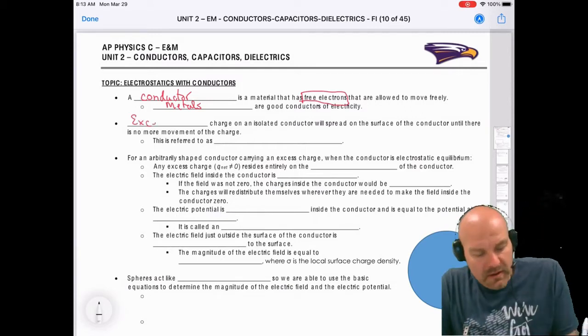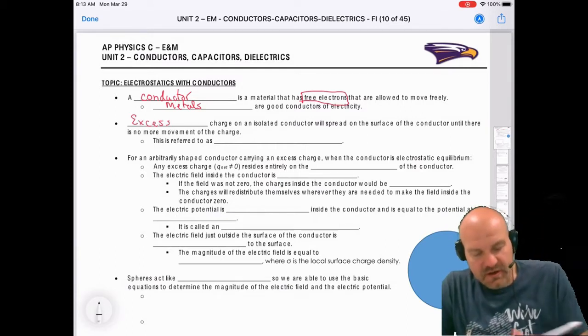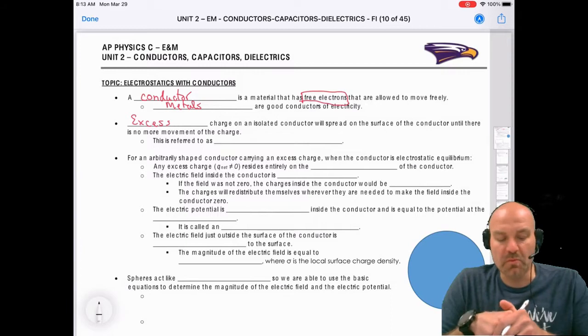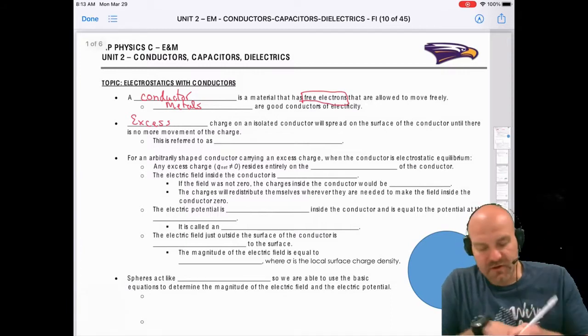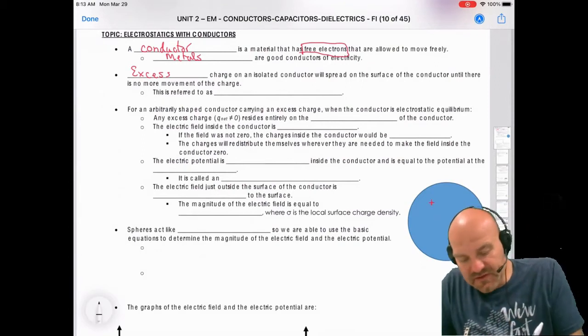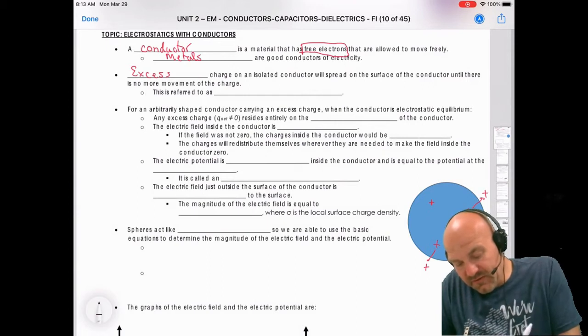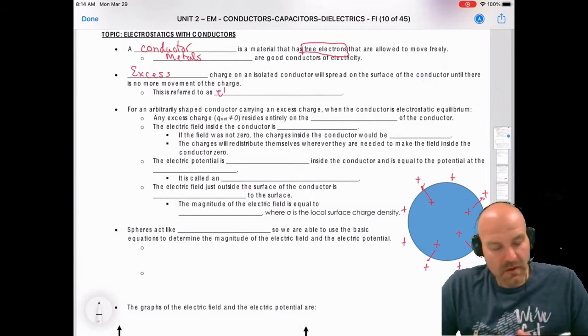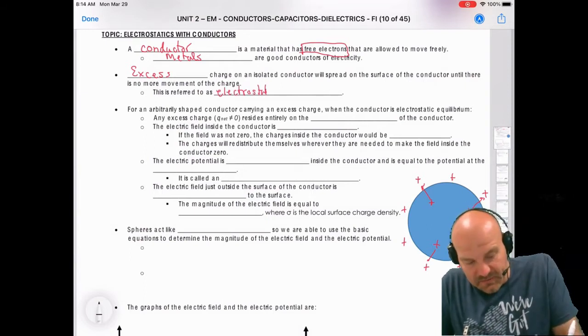Okay. Now, if there's any excess charge on an isolated conductor, it's going to spread along the surface of the conductor until there is no more movement of the charge. Okay. And so if we quickly look down at this little diagram, here is a conducting sphere. And so we have all this excess charge running around on the inside. And what it's going to do is move until it's sitting on the surface. And then they're going to space themselves out, because this is now a special condition that we call electrostatic equilibrium.